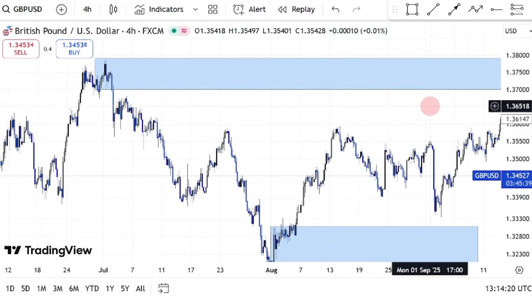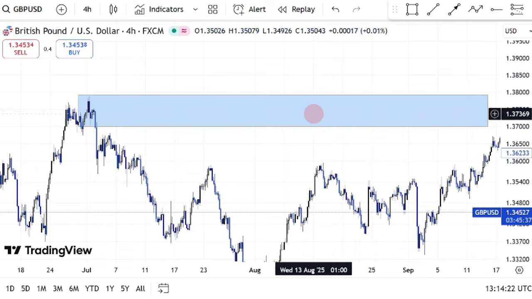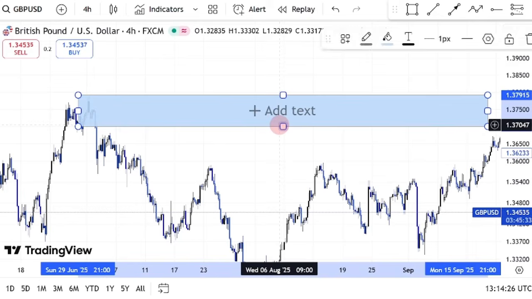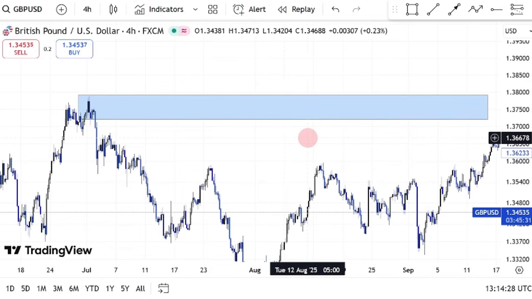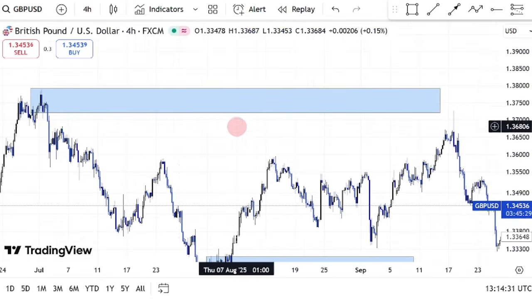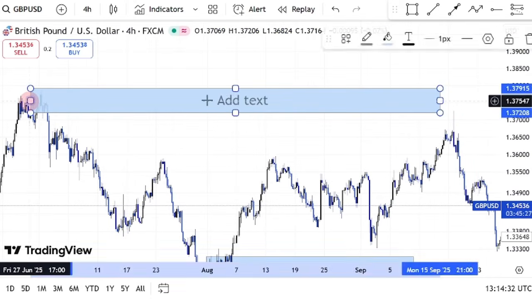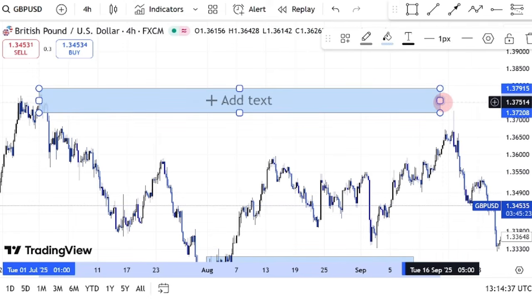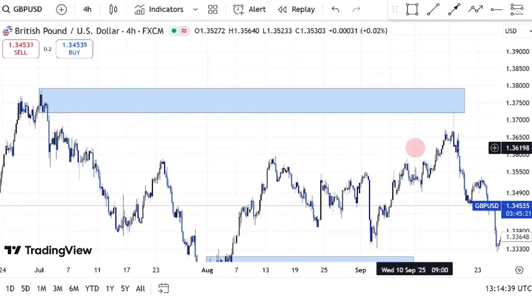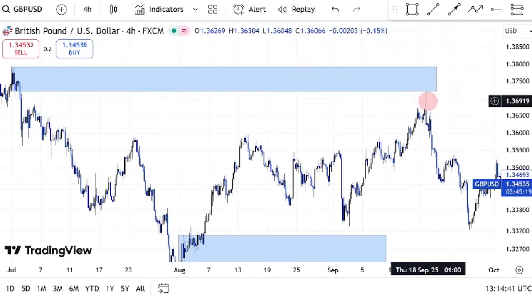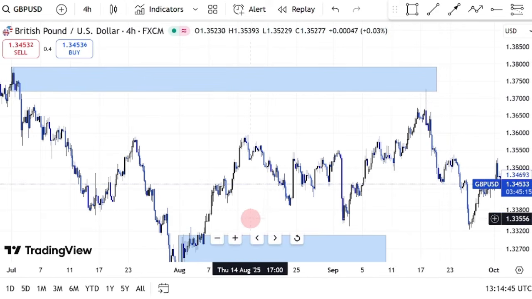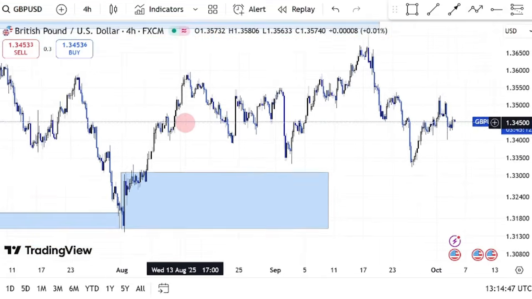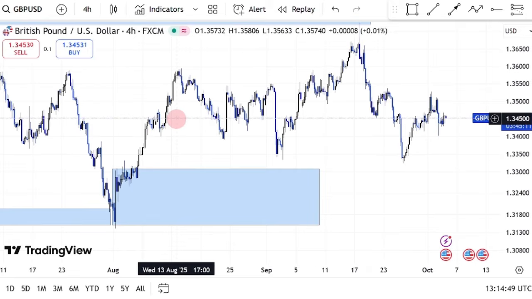Using our multi-time frame analysis, we'll mark our supply zone here. So this is our supply zone on the 4 hours, and we extend it to this side. Price has already tapped into this supply zone on the 4 hours. So what is our expectation?